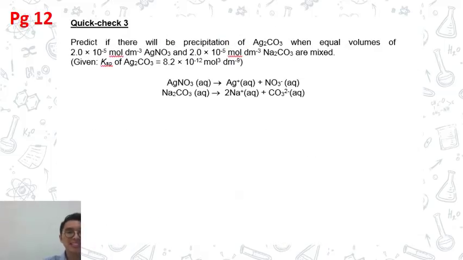Let's try out the next example on your own. I'll give you some time to try it on your own. You can pause the video first while you try this quick check. When you mix in equal volumes of AgNO3 and sodium carbonate, what would be your precipitate? Your precipitate is Ag2CO3 solid.